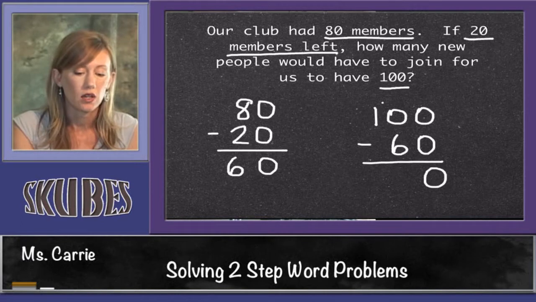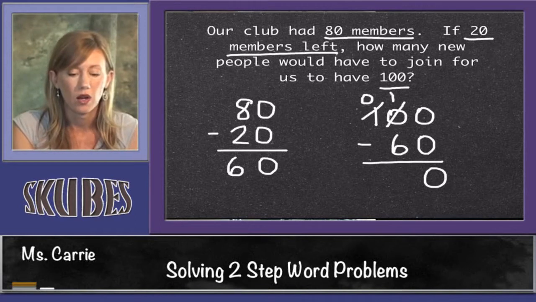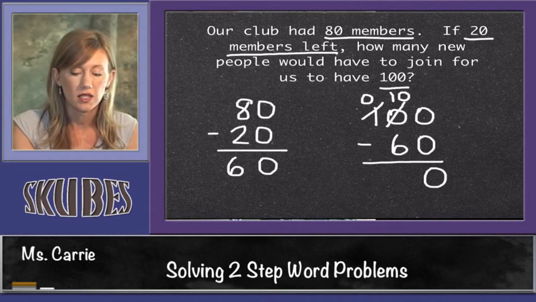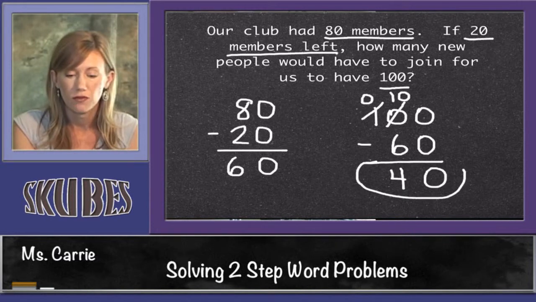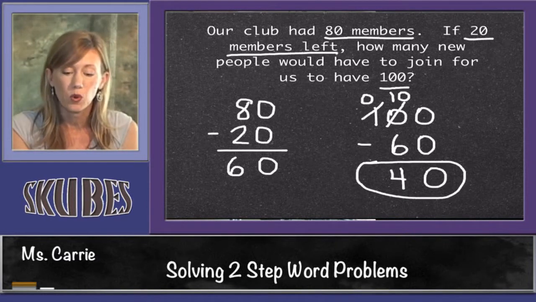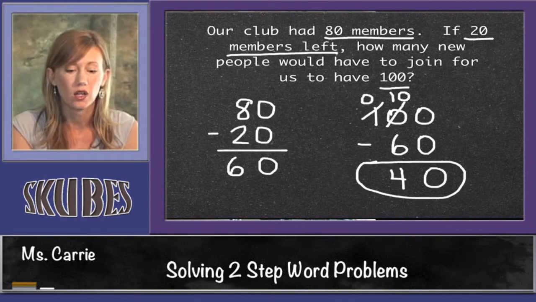We're going to go over here, take that out, make it a 0. We're going to add what we borrowed over here, make it a 10. 10 minus 6 is 4. Our answer to the whole problem is 40. We would need 40 more people to join for our club to have 100 members.